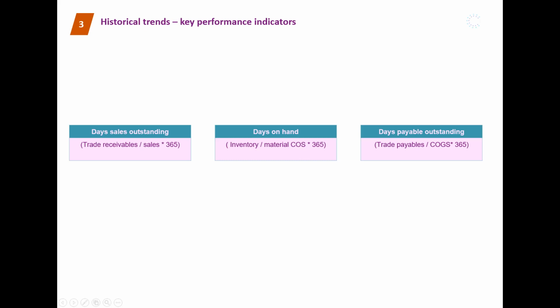And then days on hand is essentially how long we're keeping inventory on hand. If this is high, maybe what we can do is a just-in-time inventory system, or maybe look at what our processes are. Maybe we should keep less inventory on hand, for example.